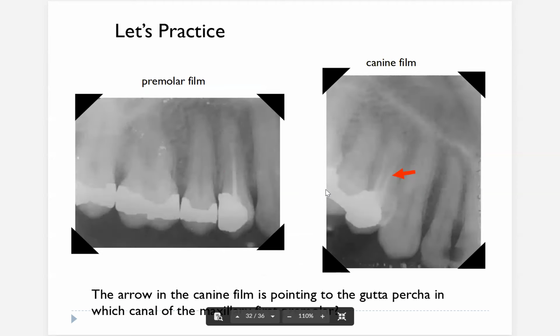This is another tricky one because again, we're looking at a canine film as opposed to a premolar. So now we're trying to decipher which one is the buccal root or canal and which one is the lingual canal.